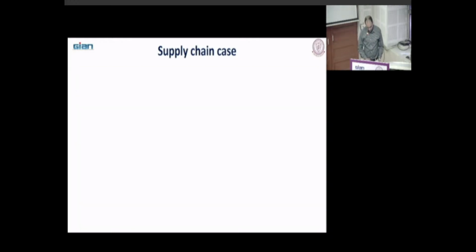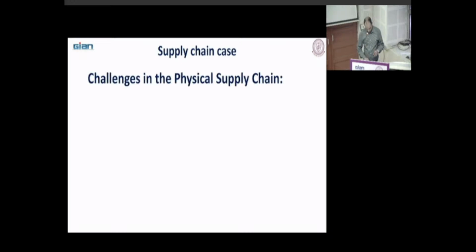Now, if you want to model this in the physical world, normally. So basically, before that, what are the challenges in the physical supply chain?